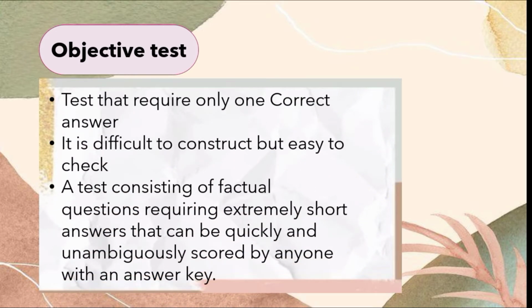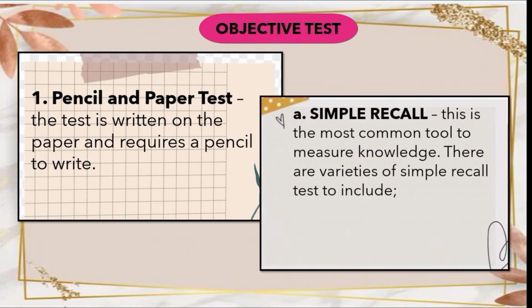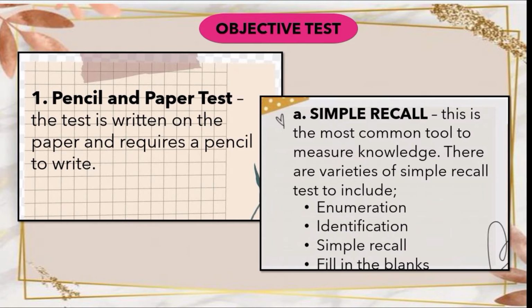The objective test. These are the tests that require only one correct answer. Some of them are pencil and paper tests. I know we are all familiar with this test. The test is written on paper and requires a pencil to write. Then also the simple recall. This is the most common tool to measure knowledge. There are varieties of simple recall tests. Some examples of this are enumeration, identification, and fill in the blanks.